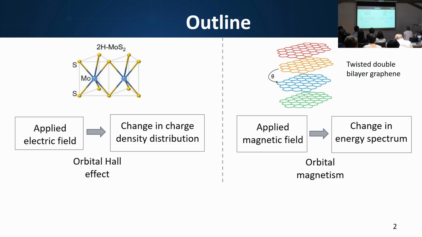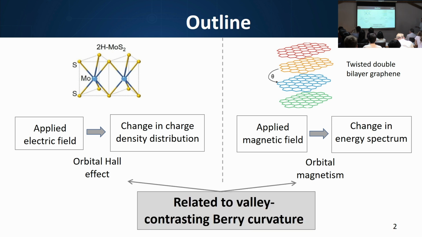And then I'm going to talk about a different system, twisted double bilayer graphene. And in this case, we'll look at a non-ordered state. So this is not a spontaneously symmetry broken state. So in a non-ordered state, how does an applied magnetic field change the energy spectrum, which is related to the orbital magnetism? So these are both rather distinct systems, but in both cases, we have non-magnetic systems with valley contrasting Berry curvature, and we're finding ways to measure this Berry curvature.